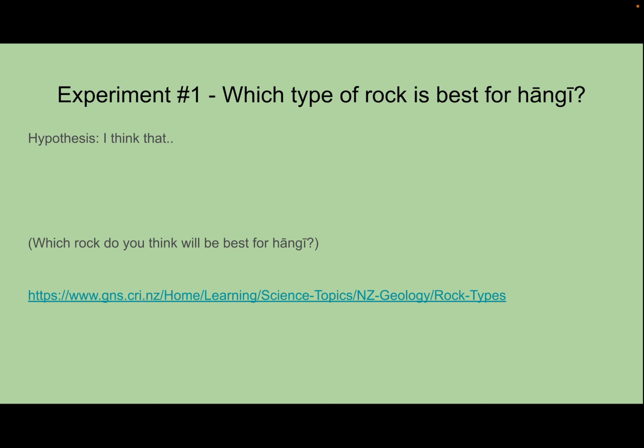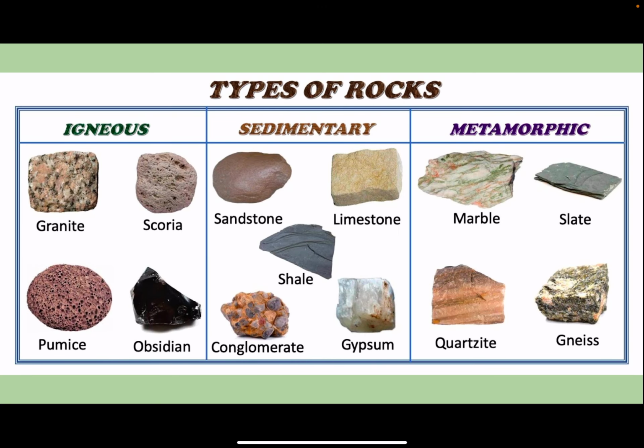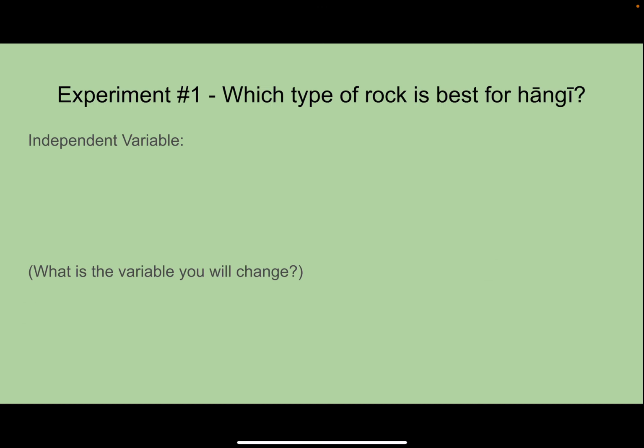So there's a link here to different rock types and a picture thing here as well. So give me a reason why you think your rock is going to be the best at releasing the heat. So hopefully you know some of these words. I want you to tell me the independent variable. That's the variable that you are changing and you decide on. And then the dependent variable is the variable you measure during the experiment.